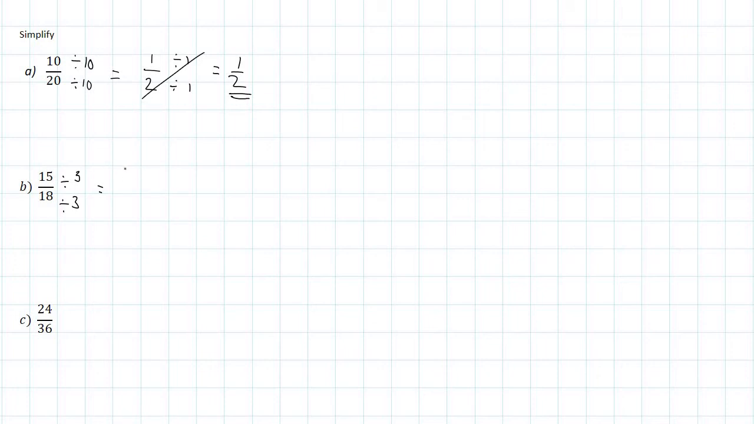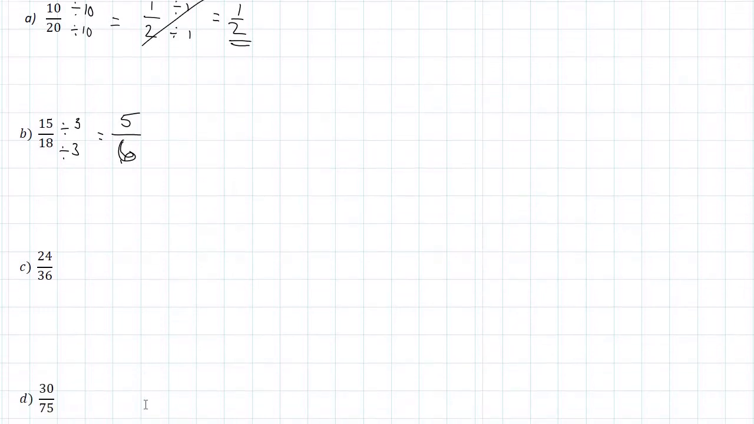So how many 3's go into 15? That's 5. How many 3's go into 18? That's 6. Are 5 and 6 in any times tables together? No. They're only one number apart, so the only times table they can be in is the 1 times table. So that's us done, it's simplified.